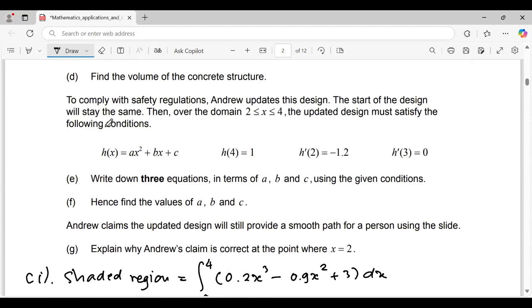To comply with safety regulations, Andrew updates this design. The start of the design will stay the same. Then, over the domain x from 2 to 4, the updated design must satisfy the following condition. h(x) equals ax squared plus bx plus c, h(4) equals 1, h'(2) equals minus 1.2, and h'(3) equals 0. Write down 3 equations in terms of a, b, c using the given conditions.